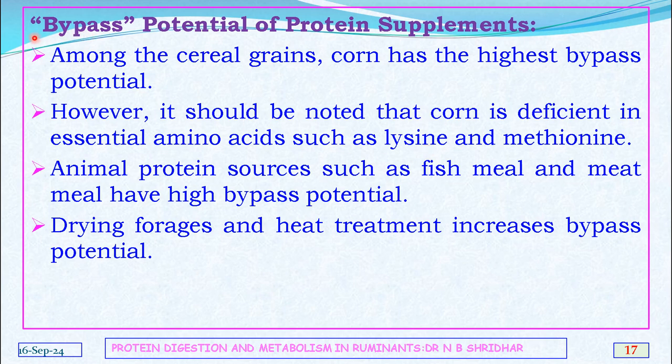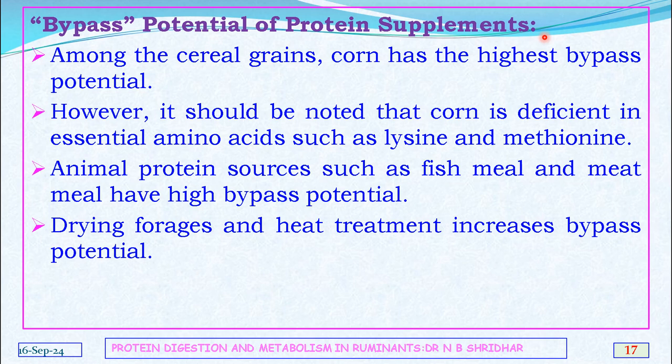Then what is the concept of the bypass potential of the protein supplement? Many times we hear that bypass proteins are very much required for high yielders. What is the reason for this? We always need to supply bypass proteins. Once again, proteins are classified into rumen degradable proteins and rumen non-degradable proteins. These are also called rumen bypass proteins.